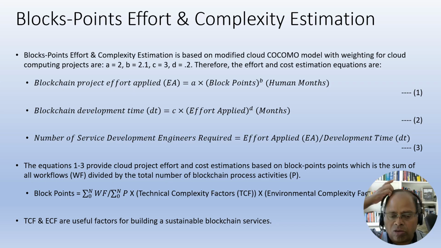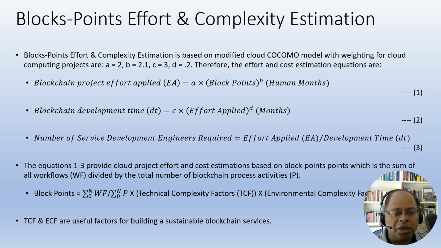So identify the number of blocks, or the number of services in simple terms. Each service then breaks down into a number of blocks. How many blocks in the blockchain? So that's the number. And it's the square of the number of block points times human months. This is in human months.